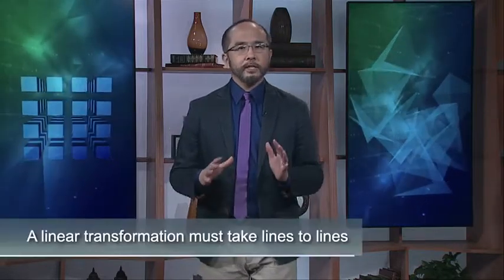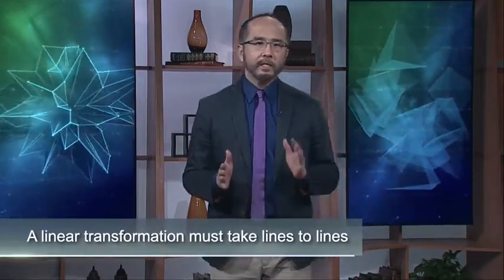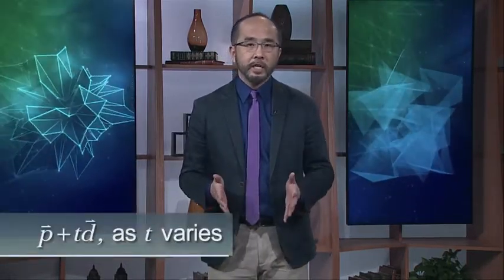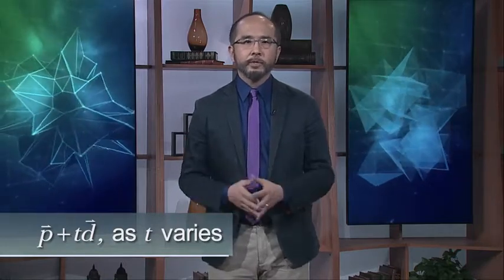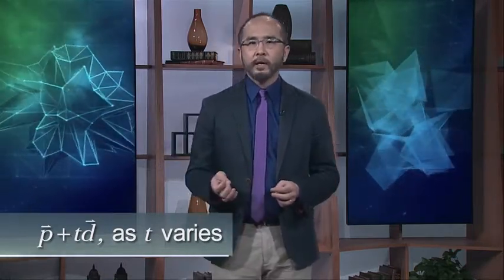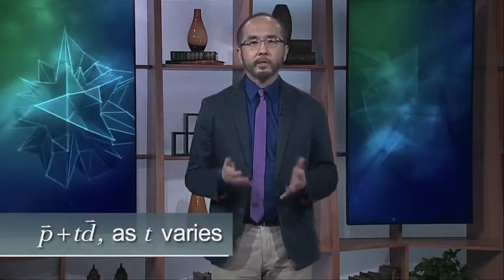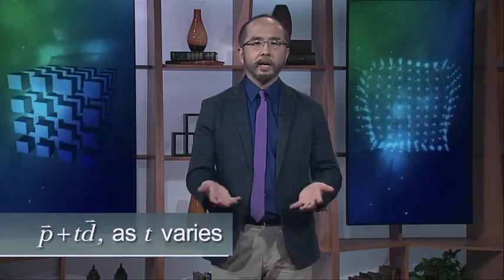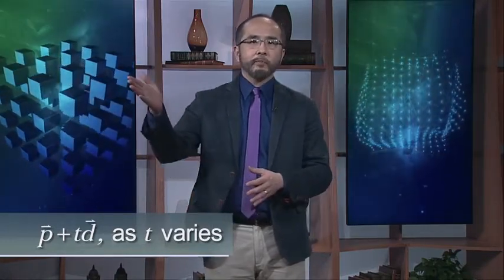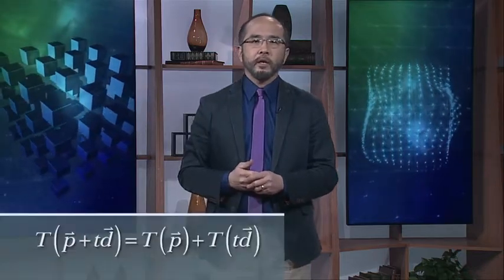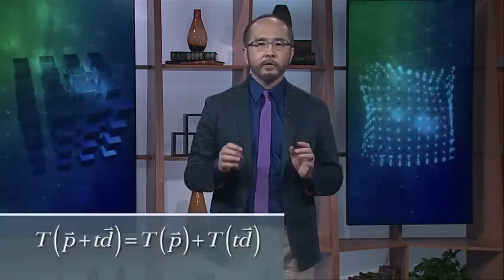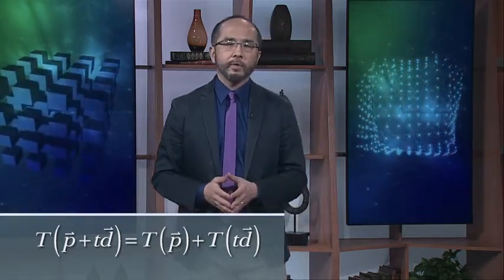Another thing to notice is that a linear transformation must take lines to lines. To see this, recall that a line through a point p extending along the direction vector d can be expressed as p + td, where t runs through all the real numbers. If you think of t as time and p + td as the position of a bug, then the bug starts at some point p at time 0, and as time runs forward, the bug moves in the direction d. Now watch what happens when we apply the transformation T to this line.